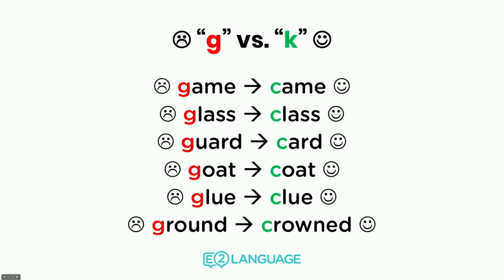Don't say ground if you want to say crowned. Ground, crowned. One has the k, aspirated sound. The air is coming out for the k sound.